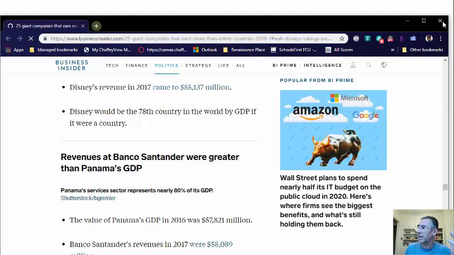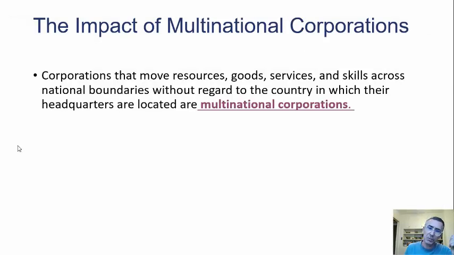And so, having said that, think about what that means in terms of leverage. Think about what that means in terms of power, where these multinationals a lot of times go into a country and get their way.